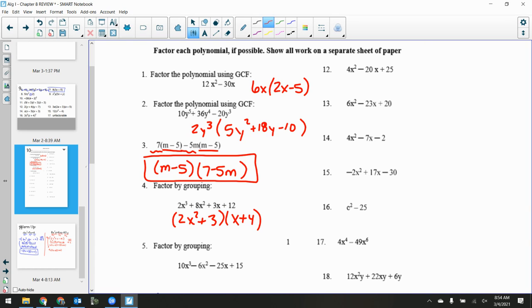My GCF in the first 2 would have been a 2x. My GCF in the last 2 would have been a 3. That's why you see the 2x squared plus 3. Nabay, you got number 5? Factoring by grouping there. Show the class there.